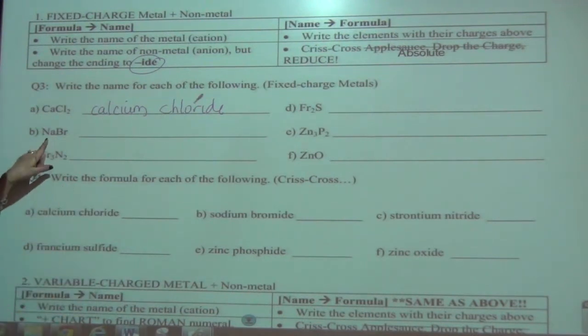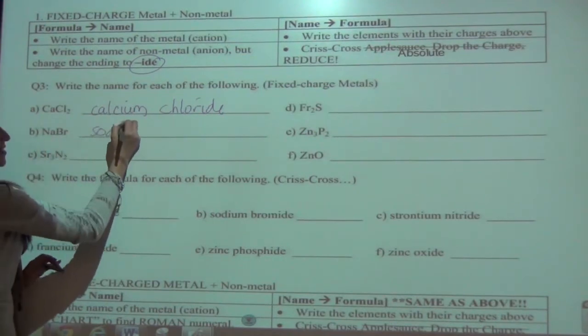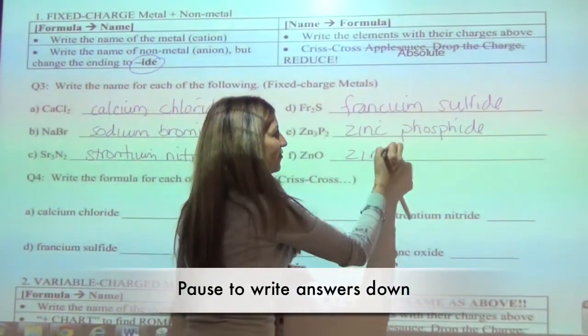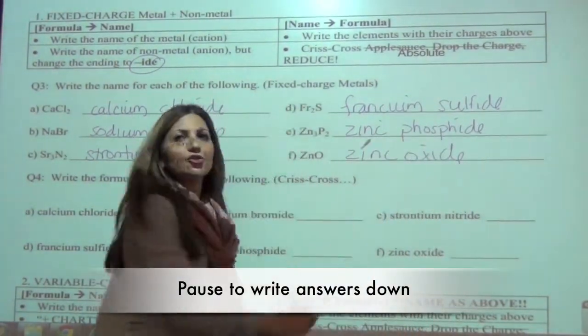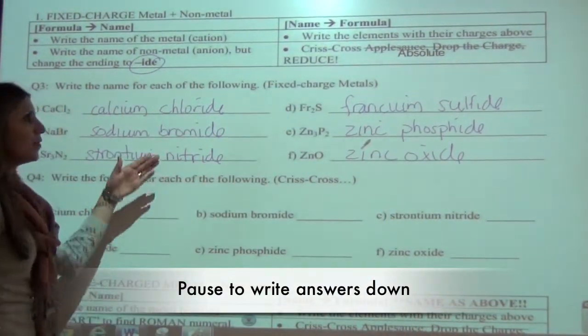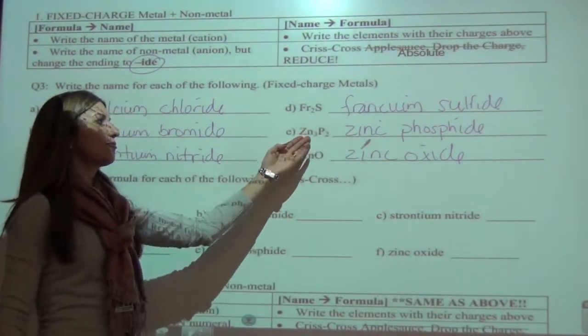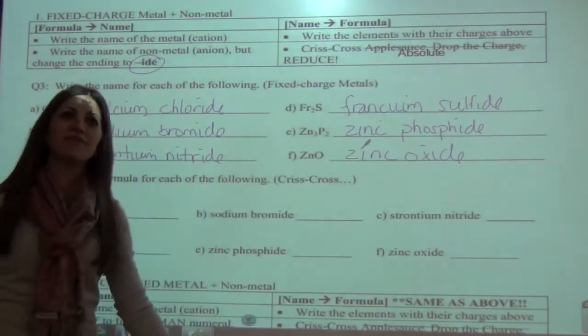Okay, next person. NaBr. What do you think that is then? Sodium bromide. All set. Zinc oxide. Perfect. Okay. So now you're probably wondering, how can that be? Because how are you supposed to know that it's a 3 and a 2 if they're just saying zinc phosphide?